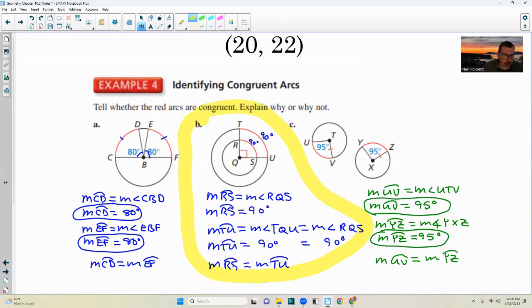So the measure of arc RS equals the measure of arc TU, but the arcs are not congruent because they're different lengths. Okay, let's just say it that way. So B is not congruent. We're talking congruent, not just what their measures are. So just because the measures of the arcs are equal, this one's obviously longer, so they are not congruent.